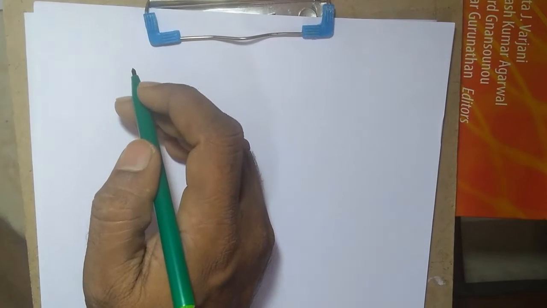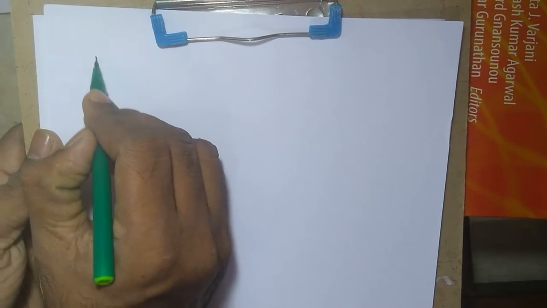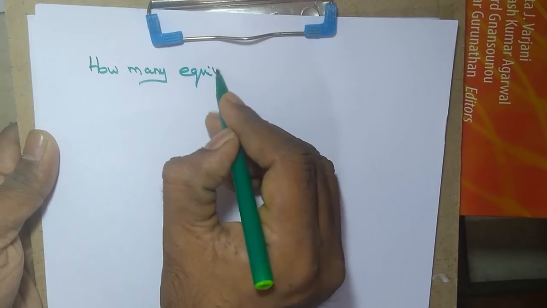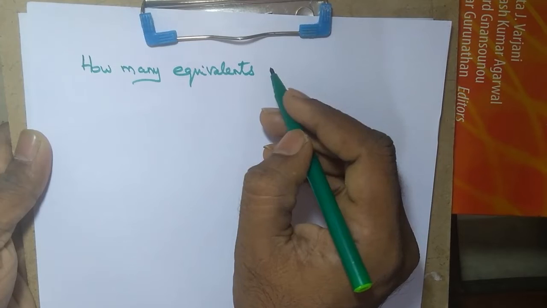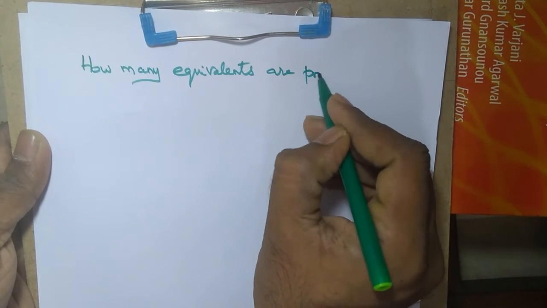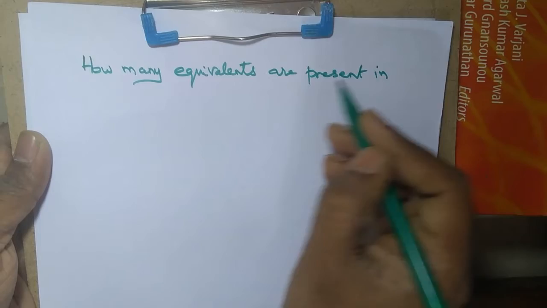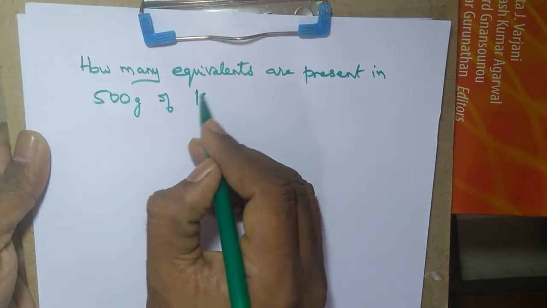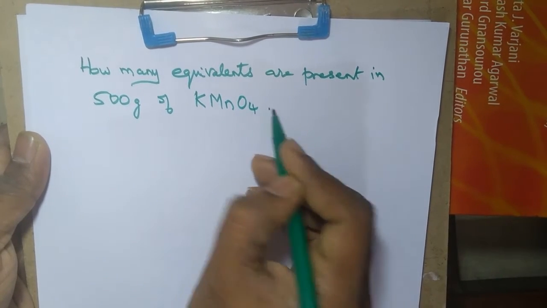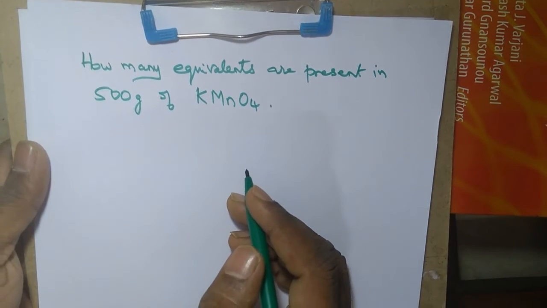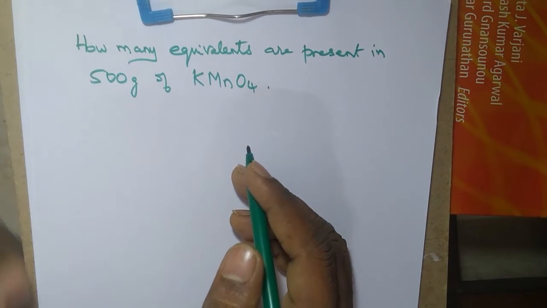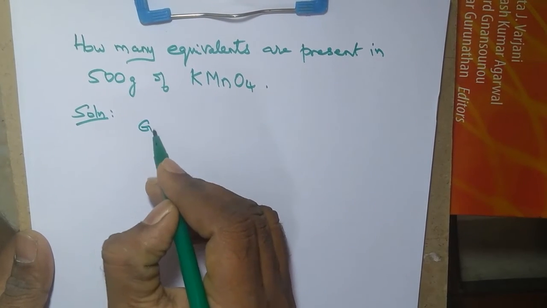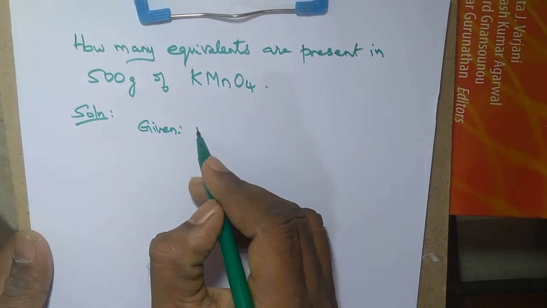This will be the last problem for this lecture. Take down: how many equivalents are present in 500 grams of potassium permanganate, KMnO4? Our problem with this kind of question is that it is not mentioned which medium, right? In those cases we will just write the general answer, or we can assume one of the media and write for the assumed medium this is the value.